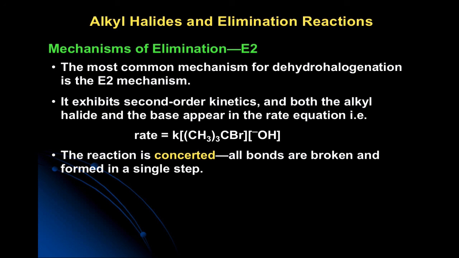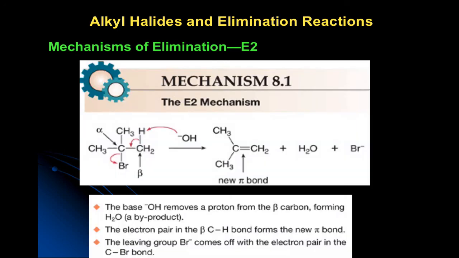You need to have a non-nucleophilic base. The rate is going to be dependent on the alkyl halide and the base concentration. And how many bumps in the energy profile are we going to have? We're going to have one. It's going to go from starting material through a transition state down to the products. Okay, there's no intermediate. There is one transition state. Okay, in an E2 elimination reaction. Okay?